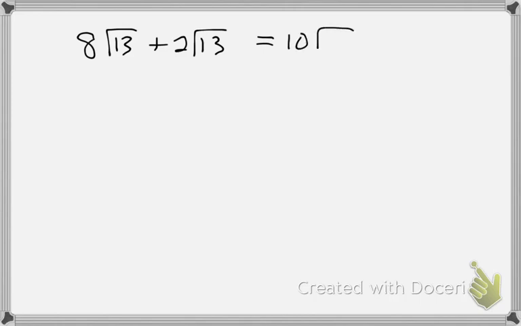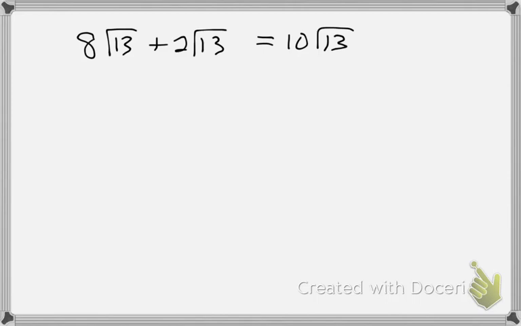Now, if I have 8 square root of 13 plus 2 square root of 13, can I add these together? Yep, because they are like radicals. Therefore, I get 10 square root of 13. Right? 8 bananas plus 2 bananas is 10 bananas, right? It's not going to change into strawberries. Right?